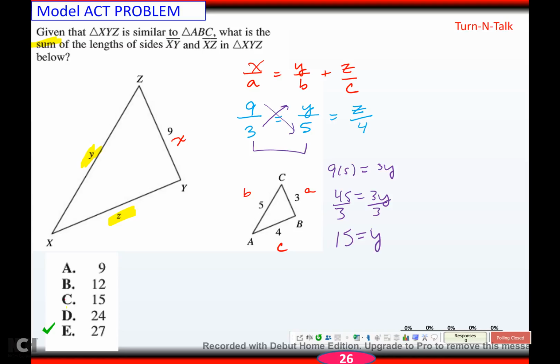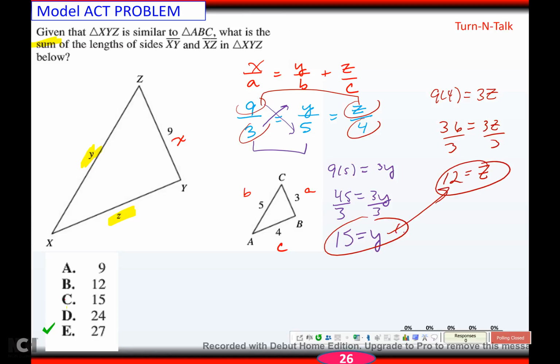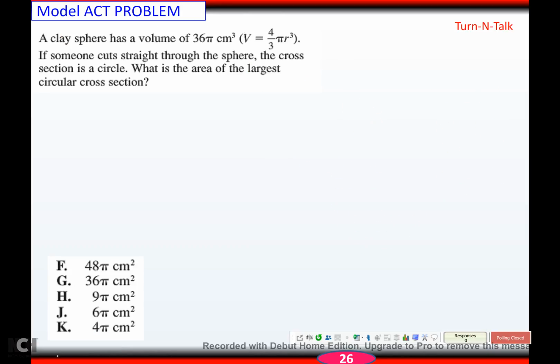Okay. And then I'm going to find my z by doing these two. So I'd have 9 times 4 equals 3 times z. So 36 equals 3z. Divide by 3 and I get z equals 12. And if you add those up, you get 27. Okay, hit pause. Come back when you're ready. And hopefully you got H.